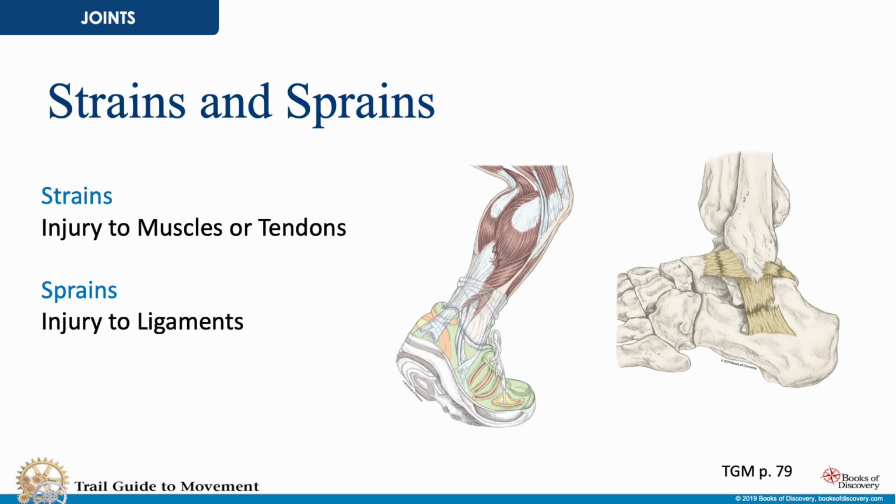Strains and sprains. A strain is an injury to muscle or tendon, and a sprain is an injury to ligament. The way to remember this the easiest is the T trick. Strain, of course, has a T. T for tendon or T for tight muscle. So again, strains, muscle or tendon, T for tendon, T for tight muscle. And sprains, no T, so of course that leaves only ligament.